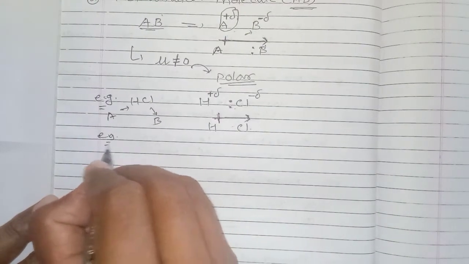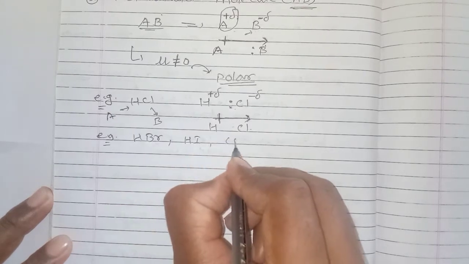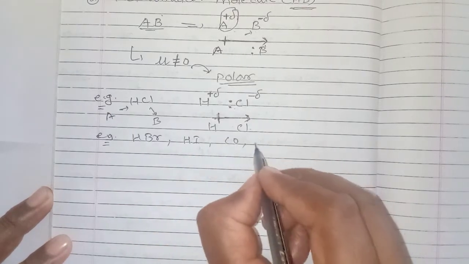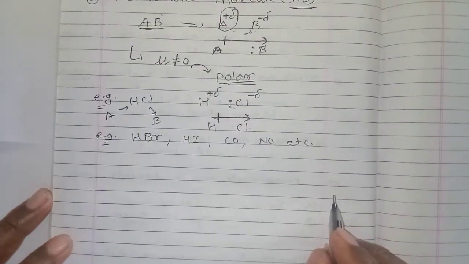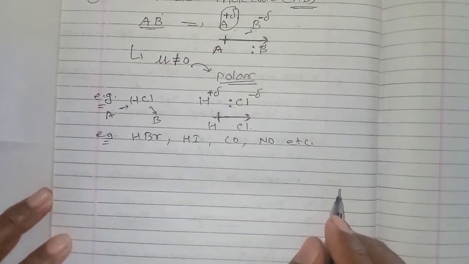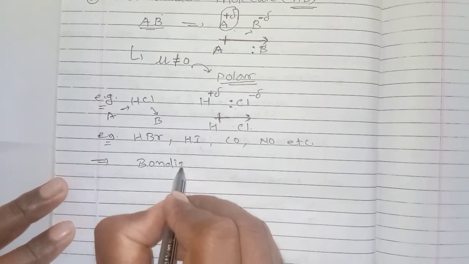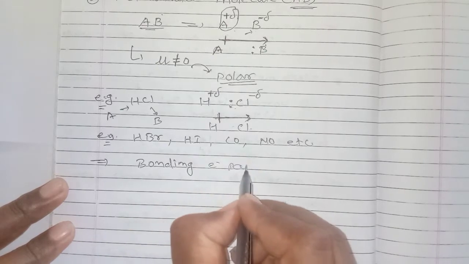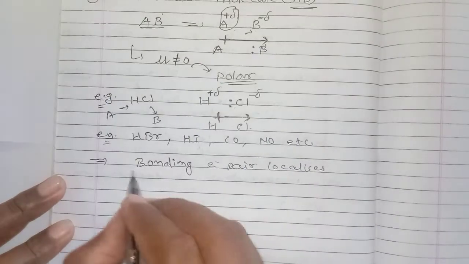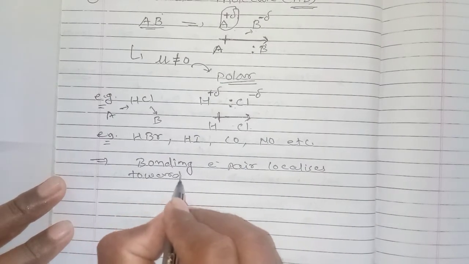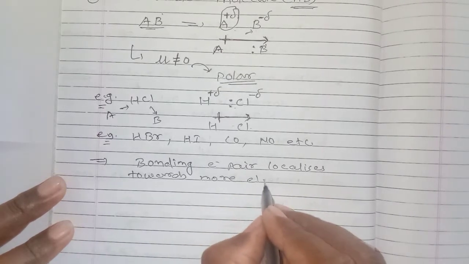Other examples are HBr, HI, carbon monoxide, nitric oxide, etc. Here the bonding electron pair is localized towards the more electronegative atom.